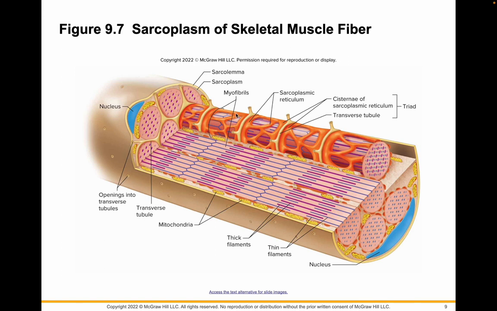So here is that muscle cell, also called a muscle fiber. It would be wrapped in endomysium, though that's not shown here. But here's the cell membrane, and the cell membrane is the sarcolemma, and inside is the cytoplasm called the sarcoplasm. And here are some mitochondria, and here are these big myofibrils.